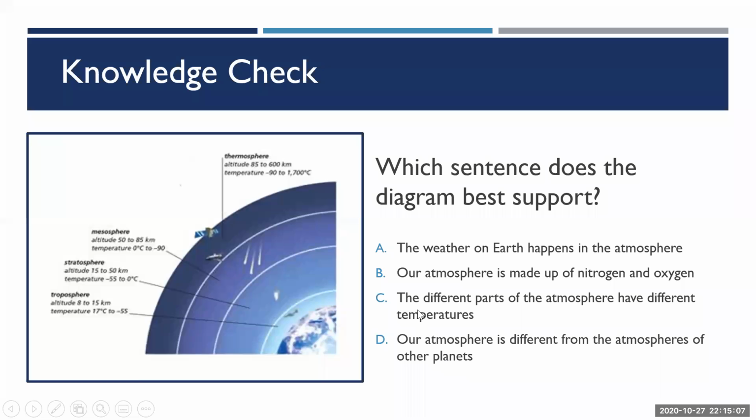All right. So starting with A, that one is wrong. The diagram says stuff about temperature, but temperature is not weather. Weather is more than just talking about the temperature of the atmosphere. So it's not talking about weather.